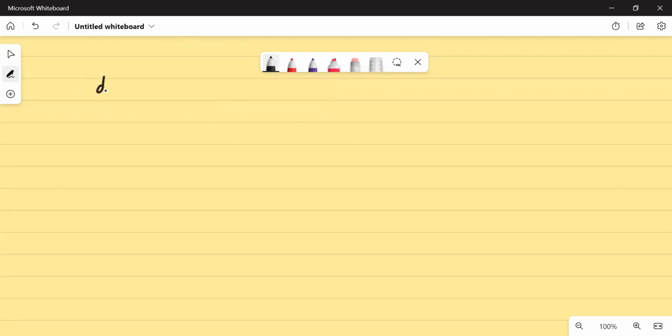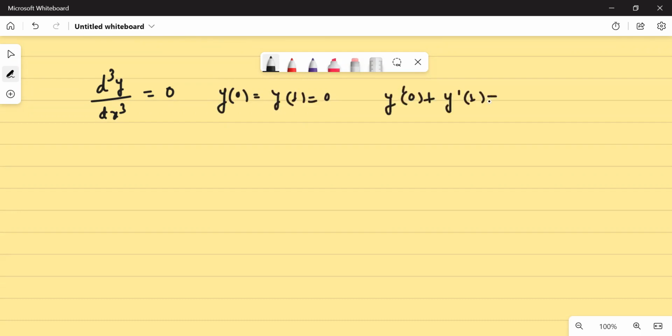So I'll give you a problem. Let us take the problem d3y upon dx3 equal to 0, with the given boundary conditions y(0) equal to y(1) equal to 0, and y dash 0 plus y, if I'm not wrong, y dash 1 equal to 0. So if these are the given conditions, let us try to construct a Green's function for the same.